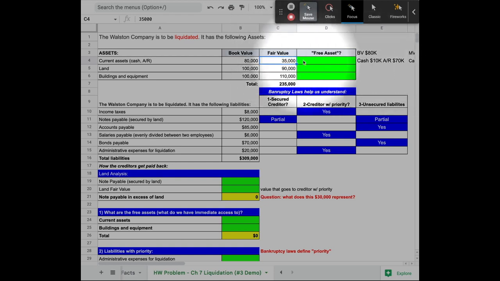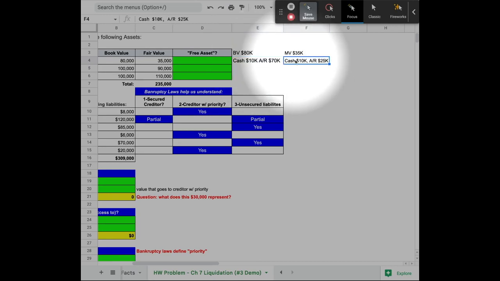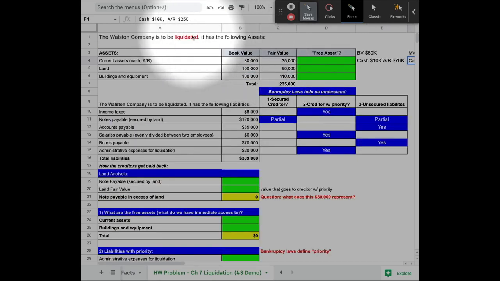And we have the ending values of $80,000 of current assets at book value, and then $35,000 of fair value. And just to give a little bit of color to this, imagine that we determined that the company had $10,000 of cash and then $70,000 of accounts receivable on its books. But then when we actually analyze the quality of the accounts receivable, we find out, well, hey, those accounts receivable aren't really worth $70,000. They're only worth $25,000, and this might have to do with why the company's liquidating. It has customers that are also in distress and cannot pay back the accounts receivable.